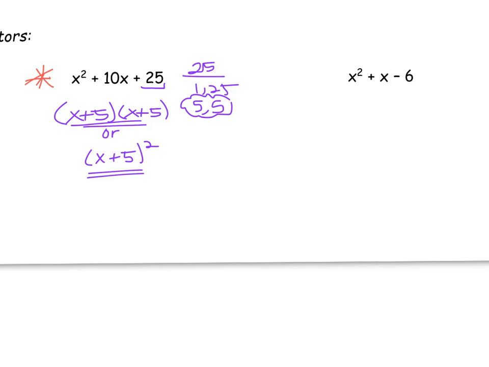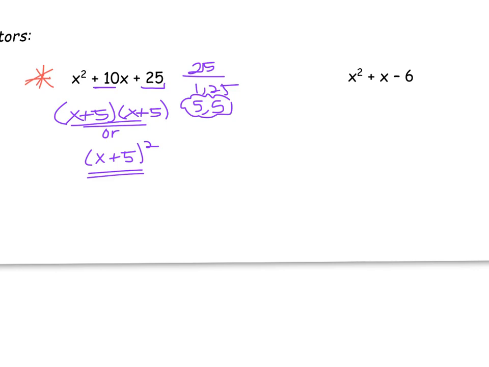Hopefully you found this one to be manageable. Breaking down 25, really only a couple of options, 1 times 25 or 5 times 5. In order to get that 10 in the middle, 5 and 5 would be our go-to numbers. X plus 5 times x plus 5, or you can write it as x plus 5 quantity squared. Either method would work out just fine.